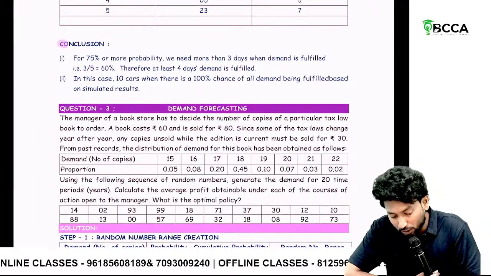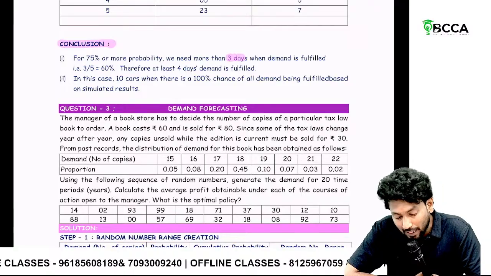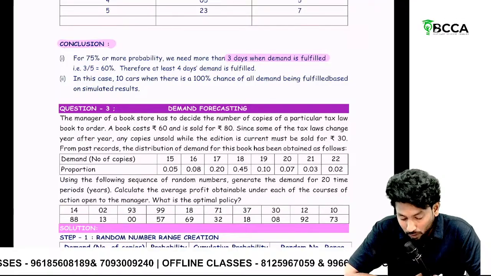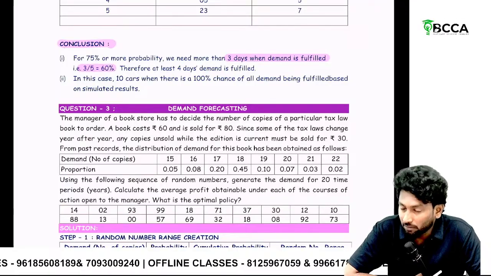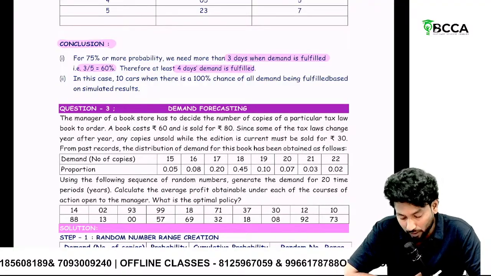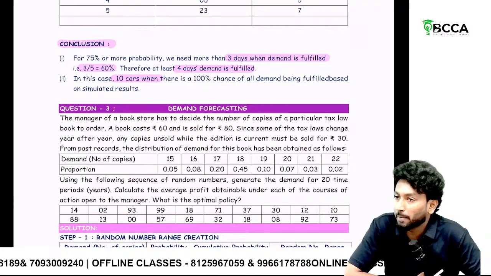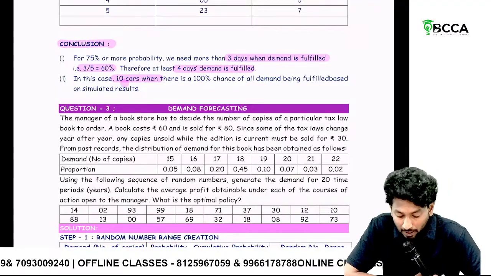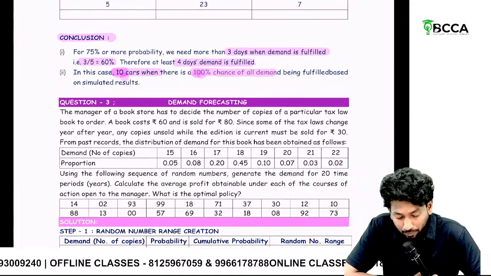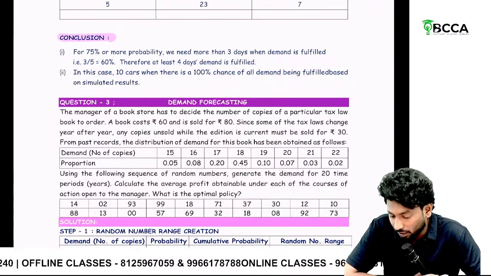Here, read this conclusion. For 75% or more probability, we need more than 3 days' demand fulfilled, sir. More than 3 days means 3 by 5, 60% only. That means at least 4 days' demand we should fulfill. 4 days' demand means we have to maintain at least 10 cars. Then only we can satisfy at least 4 days' demand. If you maintain 10 cars, you can satisfy 5 days' demand, 100% probability, 100% chance of fulfilling the demand, sir. Write this note point, sir.